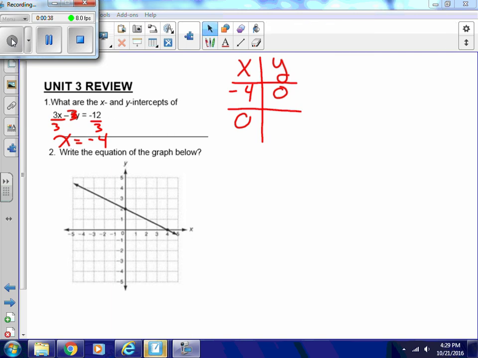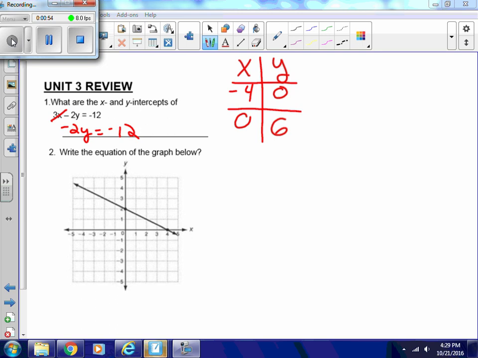So now let's plug in our 0 for x. When we plug in 0 for x, 3 times 0 is gone, and I've got negative 2y equals negative 12. If I divide both sides by negative 2, I get that y is 6.